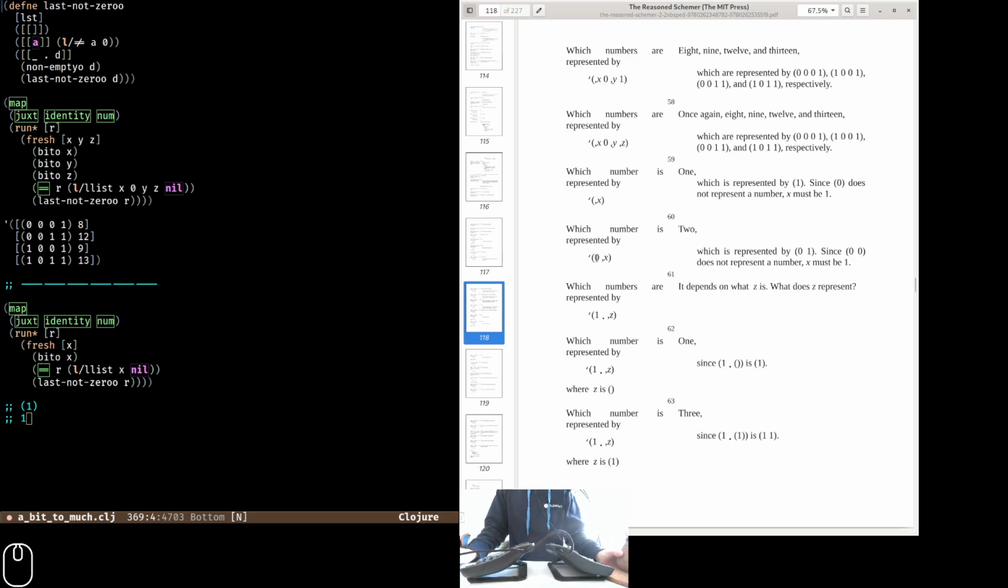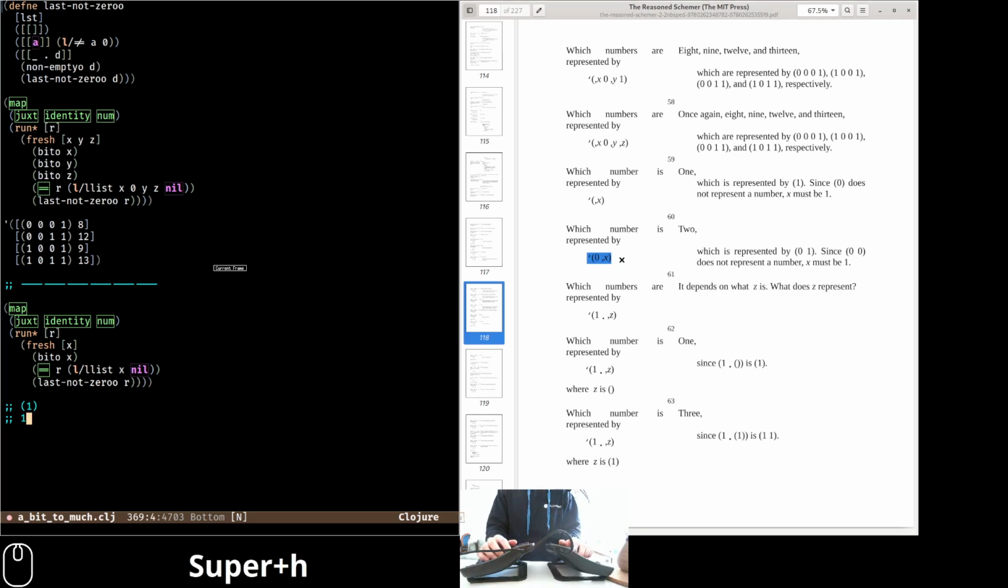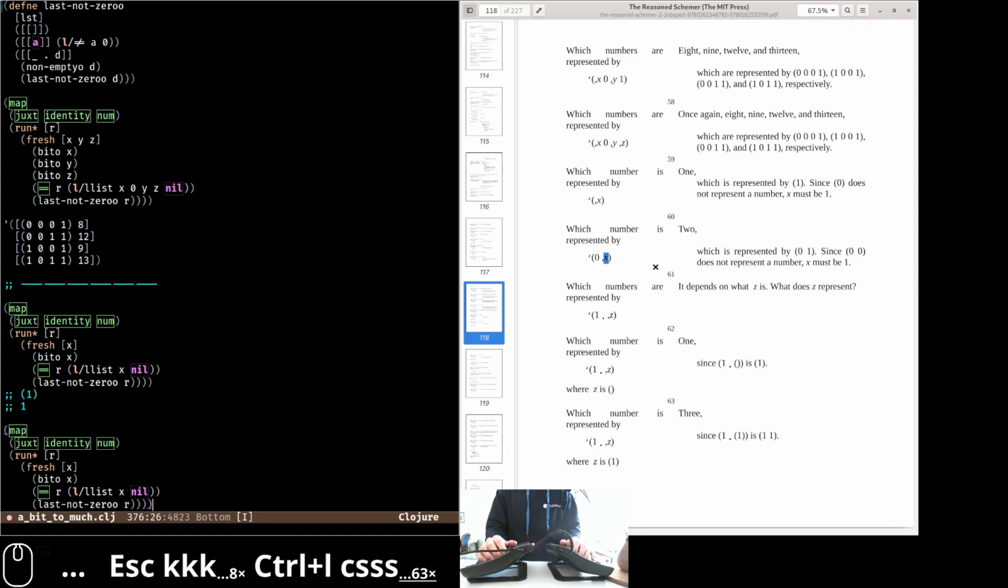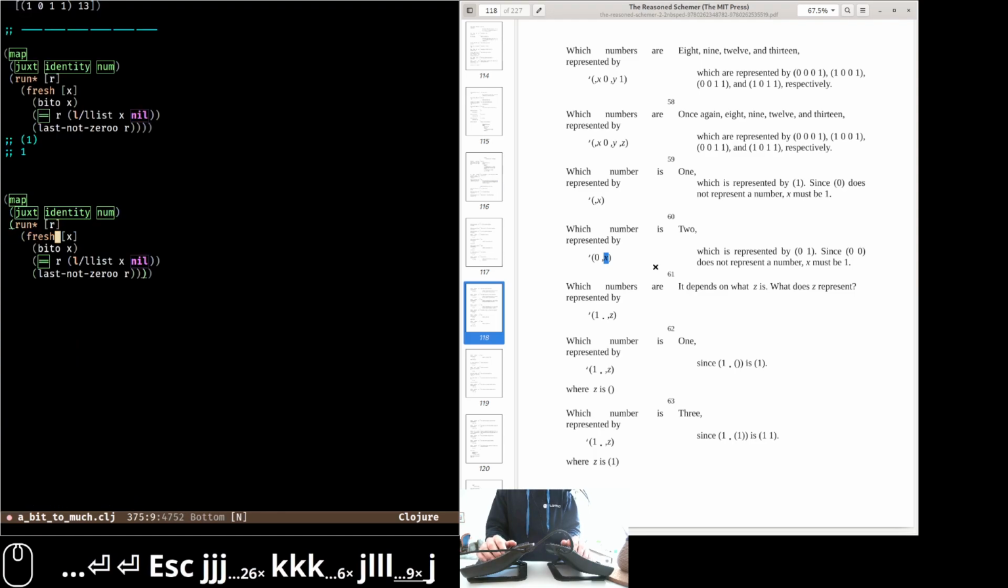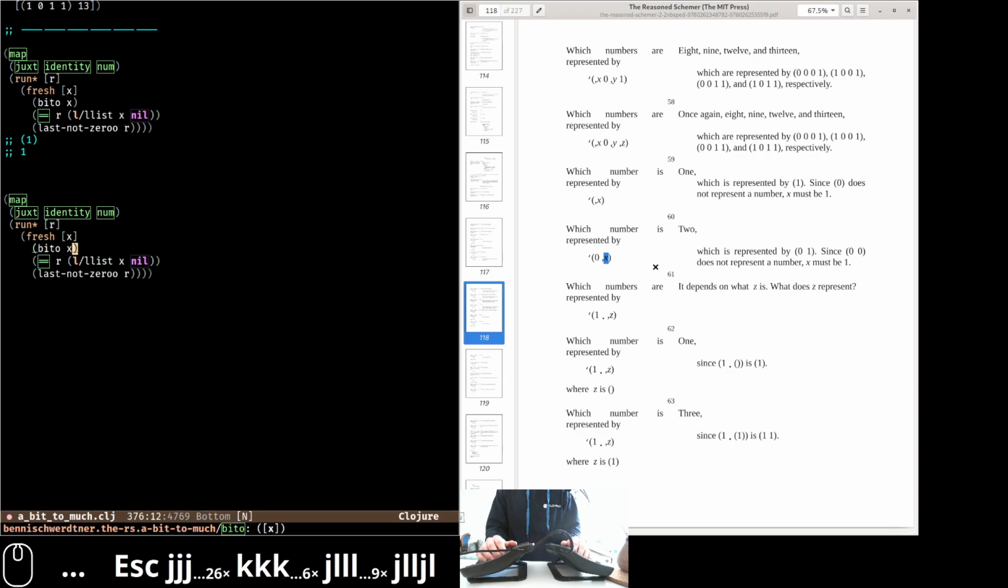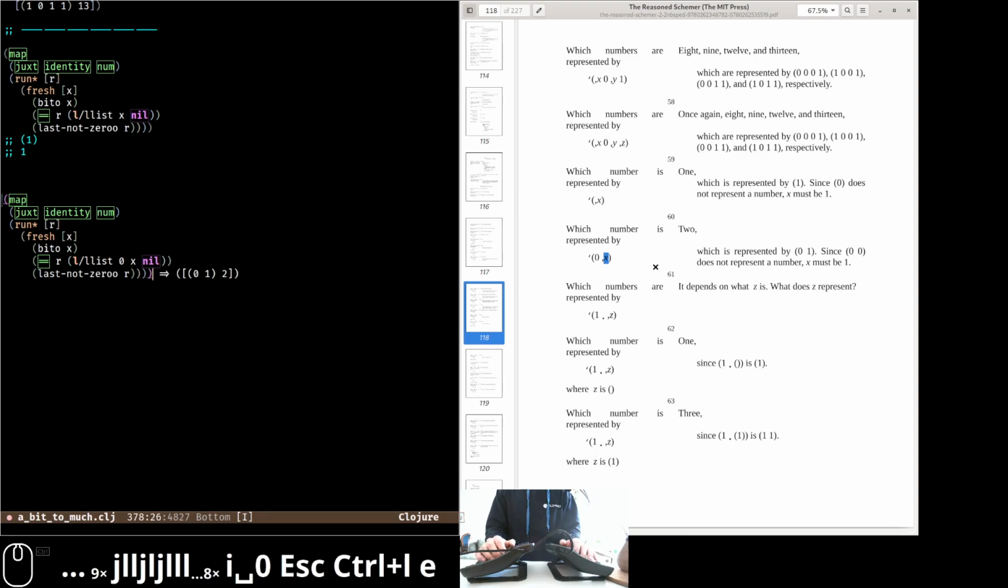Which number is represented by this? Wait, always 2? So 0, 0 also doesn't make sense. Yeah, because the last element is 1. So that, yeah, if I do the same game here again, I have x, and now I put a 0 here. I only get 2 out. Yeah, that's true.